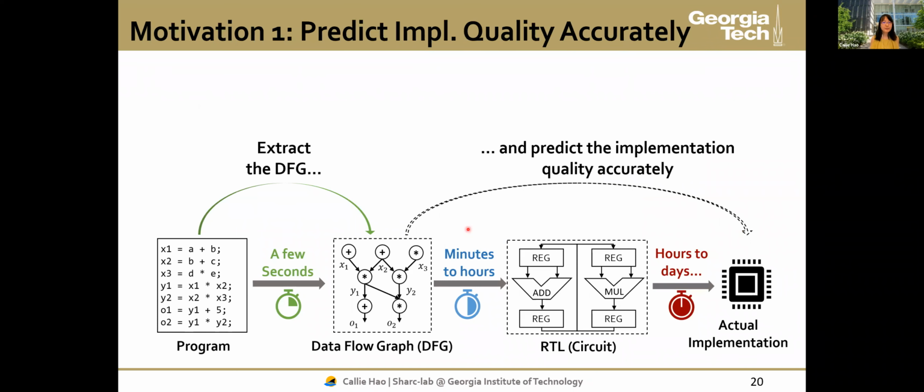So this motivates our first thinking: can we do something like this? Because this is really fast. Can we just extract the data flow graph here, stop here, and then predict the implementation quality really accurately? So we can skip these two steps, which are really time consuming, and directly predict the implementation quality. And we also want it to be accurate. So this is our first motivation. We really want to predict the implementation quality accurately at a very early stage here.